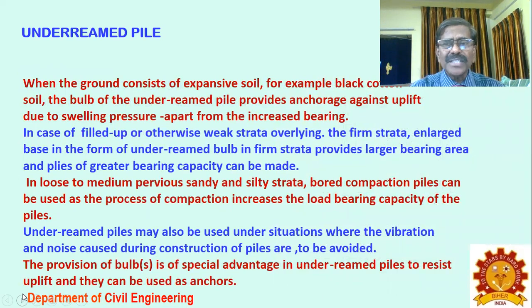A few words about under-reamed piles. When the ground consists of expansive soils, for example black cotton soil, the bulb of the under-reamed pile provides an anchorage against uplift. In filled-up or otherwise soil overlying a firm stratum, the enlarged base will help. In loose to medium pervious or silty strata, the bearing capacity of the piles can be increased because of the bulb. Under-reamed piles may also be used where vibrations and noise caused during pile construction are to be avoided. The provision of the bulb is of special advantage in under-reamed piles, which resist uplift.